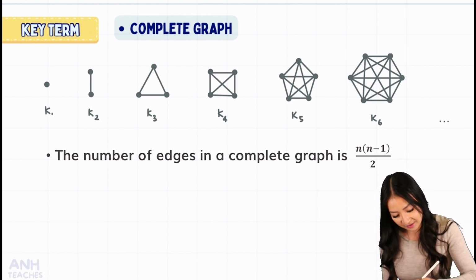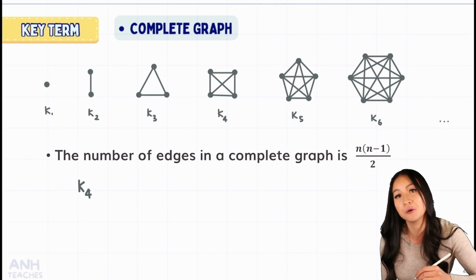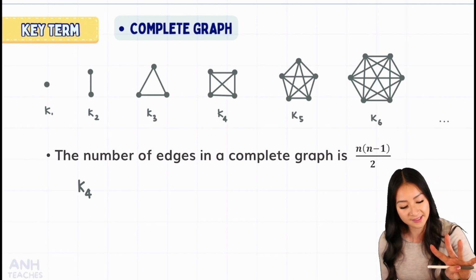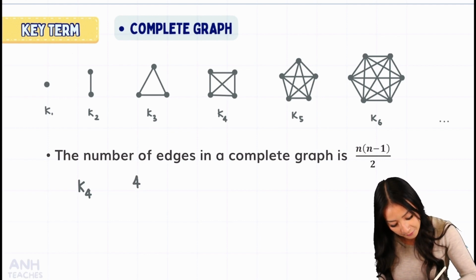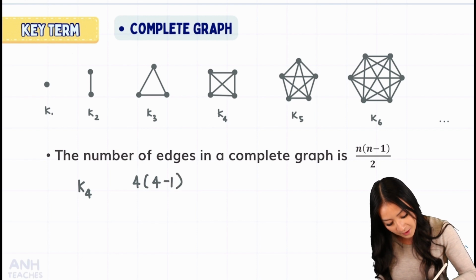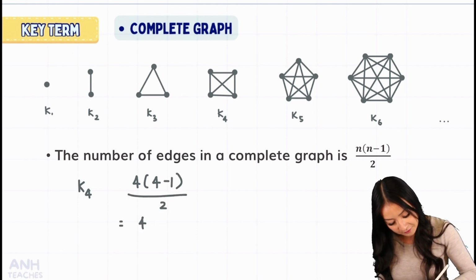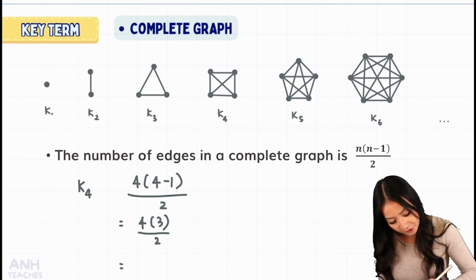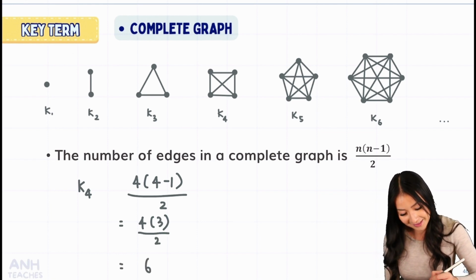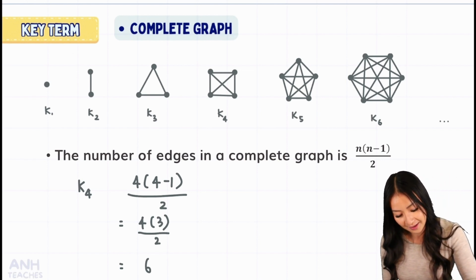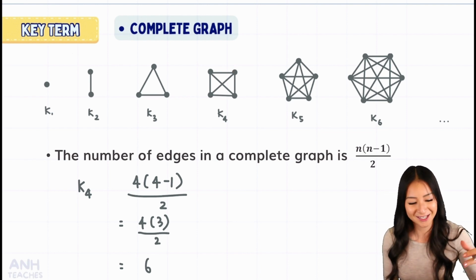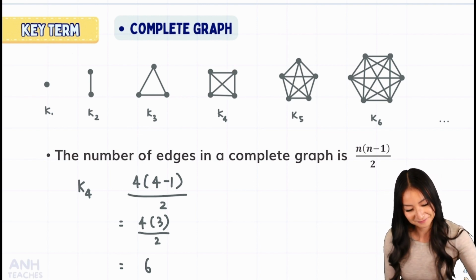So let's fact check this and consider the graph K4, which is a complete graph with 4 vertices. n equals 4 is what we're going to substitute into this formula. So 4 times (4 take 1) all over 2 is equal to 4 times 3 all over 2. 4 times 3 is 12, divided by 2 is 6. So we're saying that K4 has 6 edges, and when we check on our diagram here, we've got 1, 2, 3, 4, 5, 6 edges. Feel free to fact check this for any complete graph.